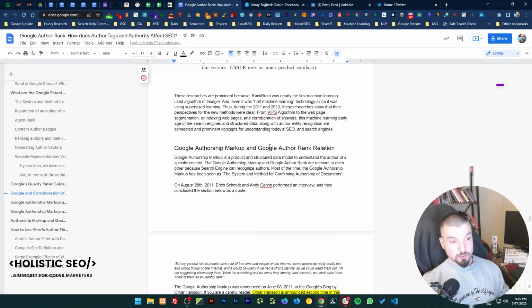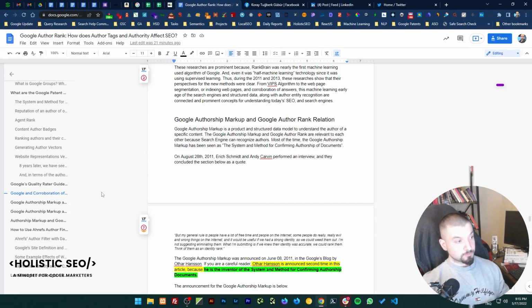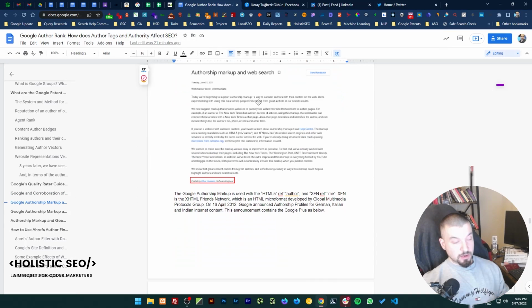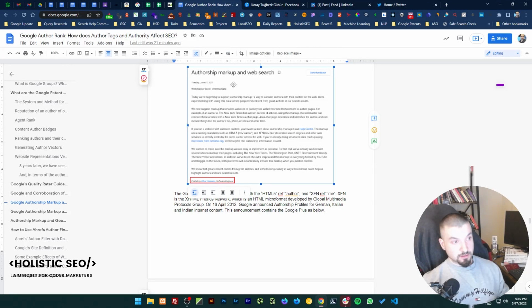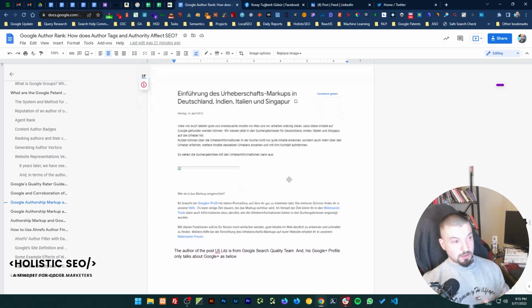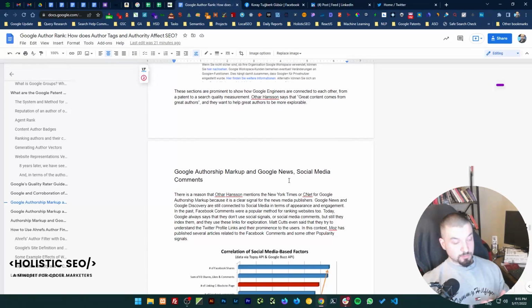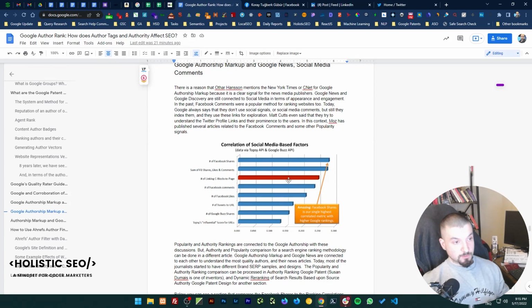And we have similar situations from link campaigns as well. And Google Authorship Markup and also the author rank relation. I explained what these things are. This is a kind of announcement from Google. You can see it, and also you will see author Hansen here too. And as I say, even in the German example and other examples, again, the same person writes these things.